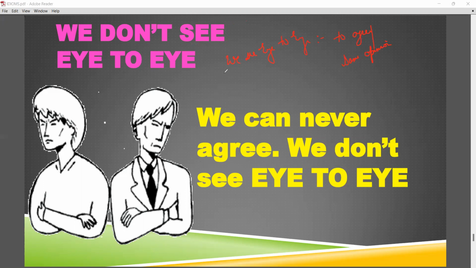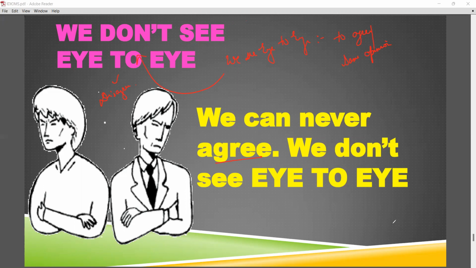And when I say we don't see eye to eye, that means to disagree, to not have the same opinions. We can never agree. So the correct idiom is actually to see eye to eye, but it's used in most of the question papers and questions by the question setter as we don't see eye to eye also, which is the opposite of that.